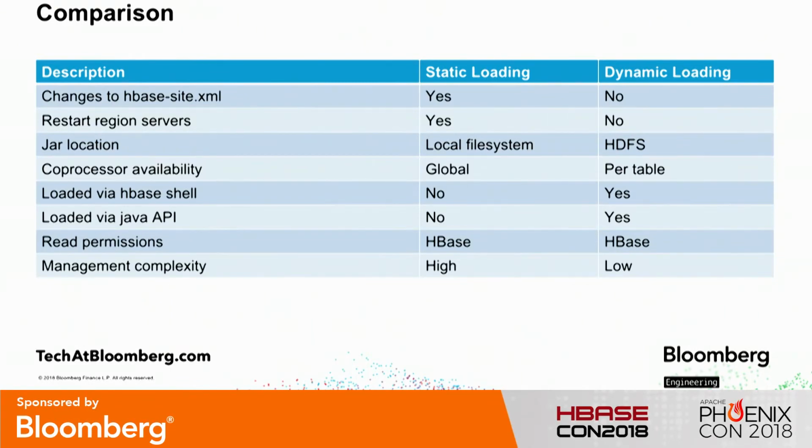So, a comparison between static loading and dynamic loading. If you're doing static loading, you have to modify your HBase site XML, and in dynamic loading, you don't need to do that. If you're doing static loading, you must restart region servers. Only then will the coprocessor be available on the cluster. For dynamic loading, you don't need to restart your region servers, and the moment you attach to a table and enable a table, it will be available immediately.